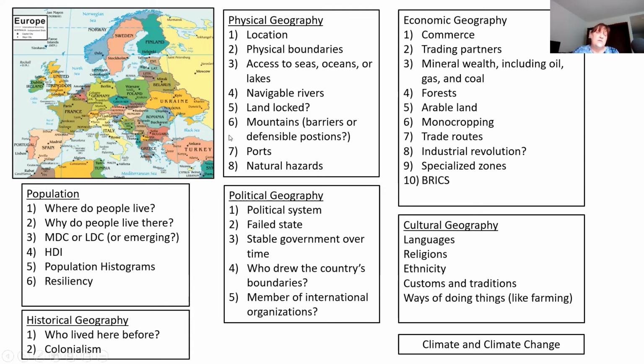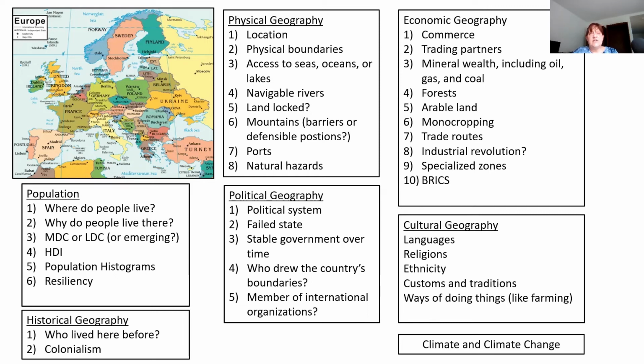So also in political geography, there's what's called a failed state. A failed state is where the government can no longer provide for its people. It can't protect them. It can't feed them. It can't take care of them in any way. Some countries are failed states right now, and we're going to look at 2 of them over the class to see why they failed. We're also going to look at how they can be helped to come back into a stable place.